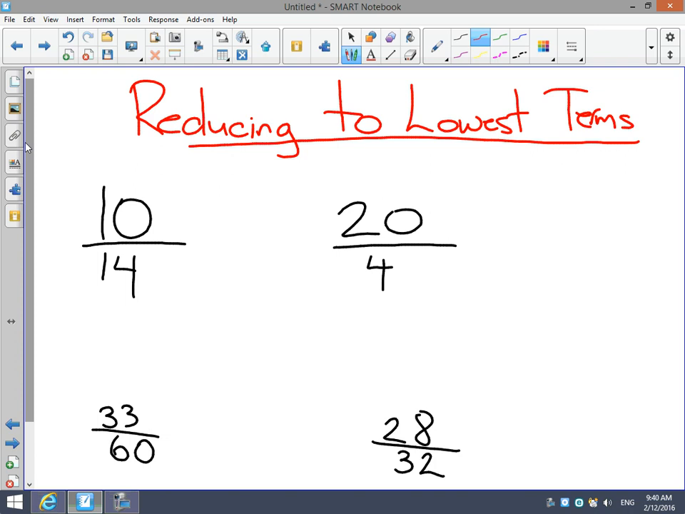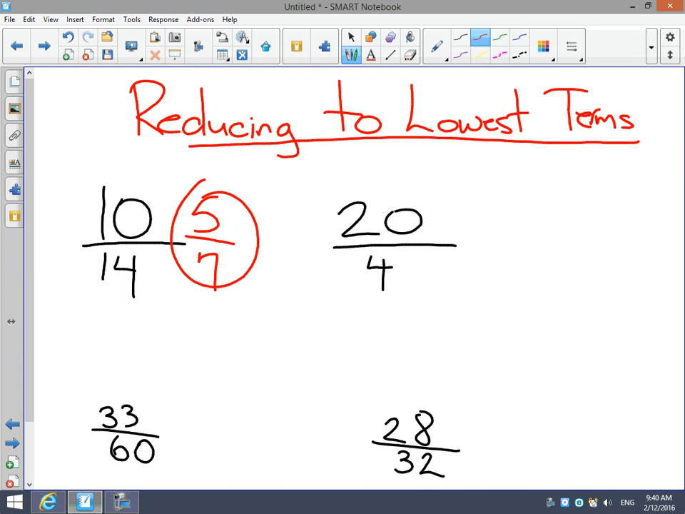So we need another number, and we always try to find the highest number that will go into both. We're looking for factors. So if I look at 10, I know my factors of 10 are 1 times 10 and 2 times 5. Well, I can't use 10 because even though 10 goes into the top number, 10 doesn't go evenly into 14. I can't use 5 because even though 5 goes into 10, I know 5 doesn't go in evenly to 14. But 2, however, will go into the top and bottom. So 10 divided by 2 is 5, and 14 divided by 2 is 7, and this would be our answer in its lowest terms.